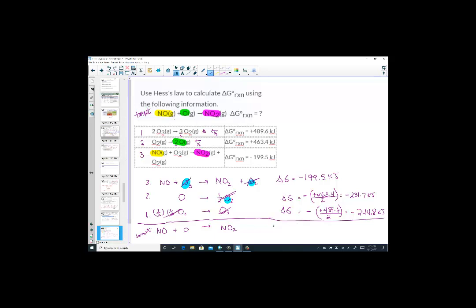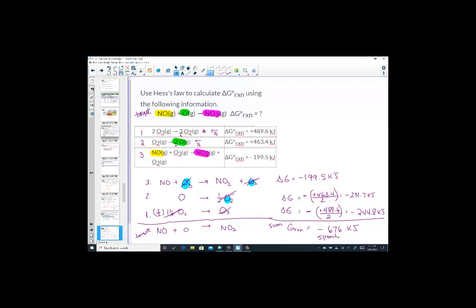All that's left to do now is to sum those three elementary delta G's to find our target delta G. Let's do that together. Negative 199.5 plus negative 231.7 plus negative 244.8. I get negative 676 kilojoules for Gibbs free energy. Yes, this is a spontaneous reaction in the forward direction.